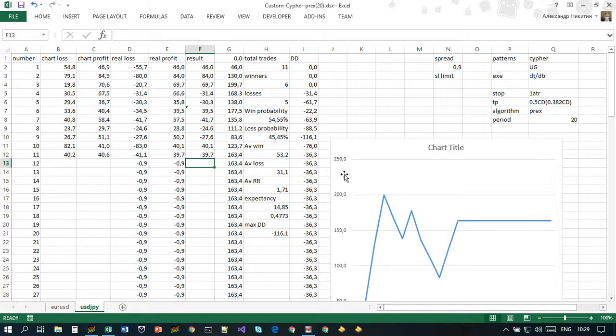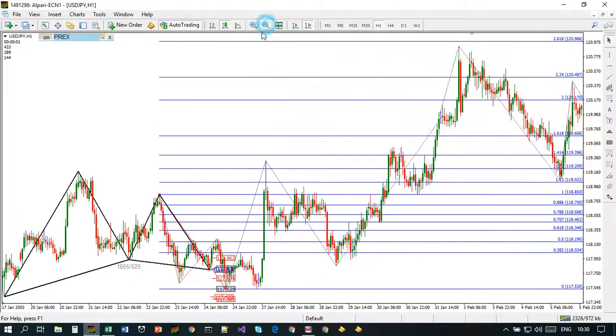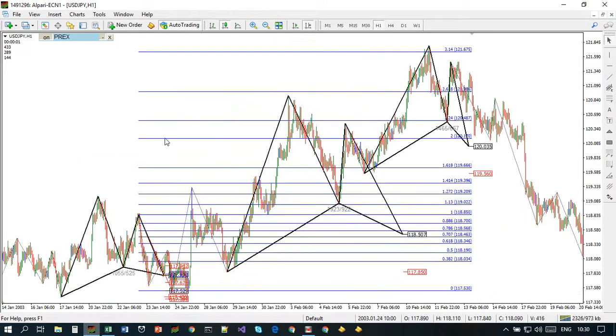Okay, and the drawdown recovers. You see, minus 32. It starts to recover. 11 trades only. It doesn't mean much, but okay, we've already done 10% of the work.